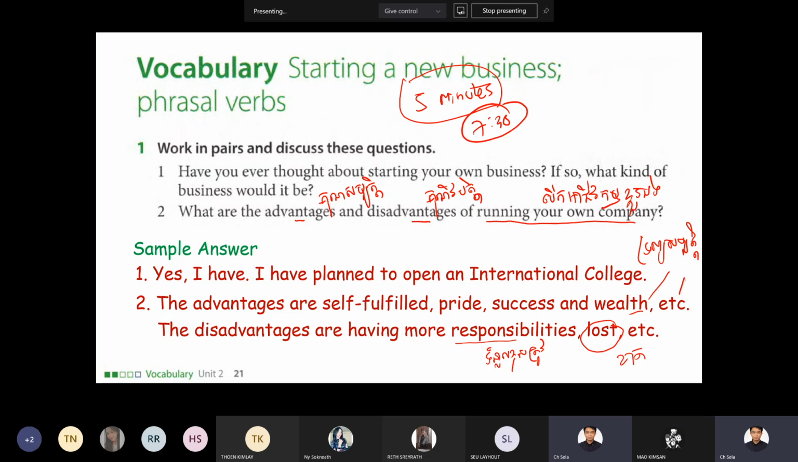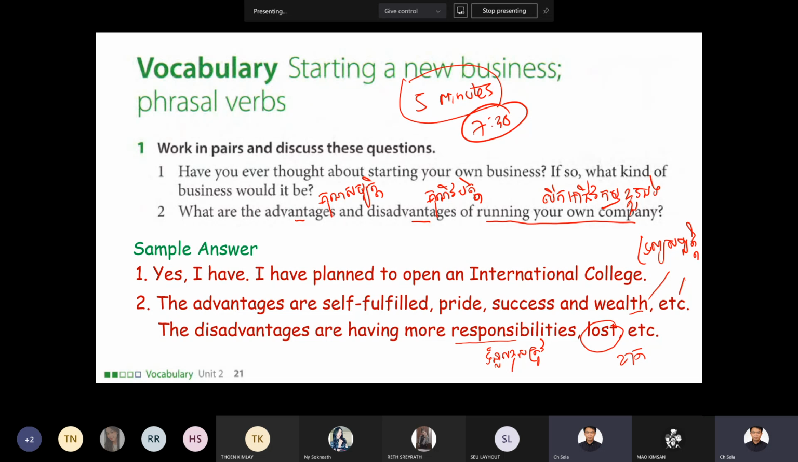So how big is your business? It's not big, it's small. Why do you need to start with a small business? Okay, that's okay. All right. Thank you very much.